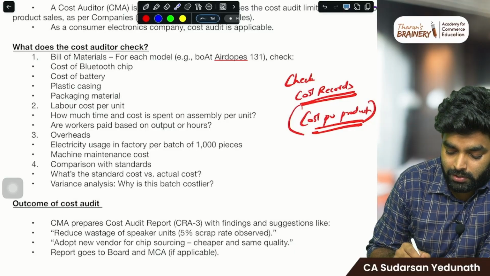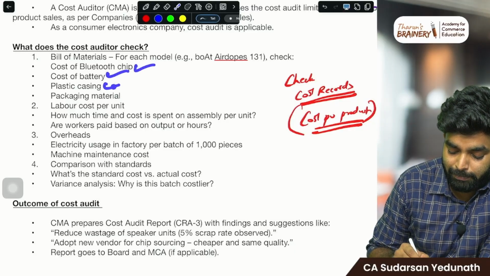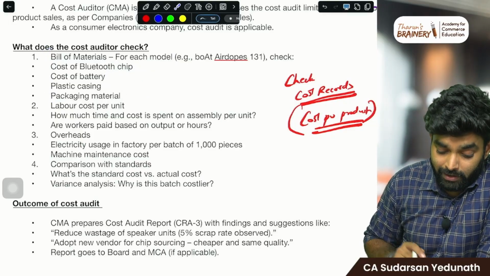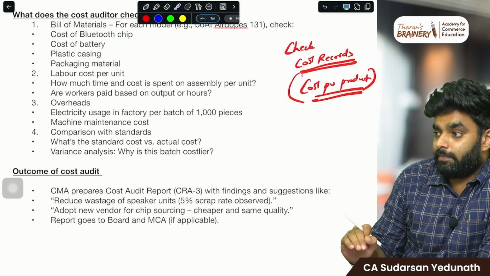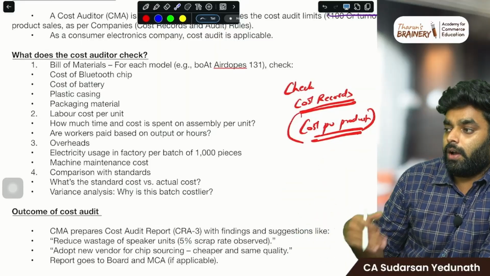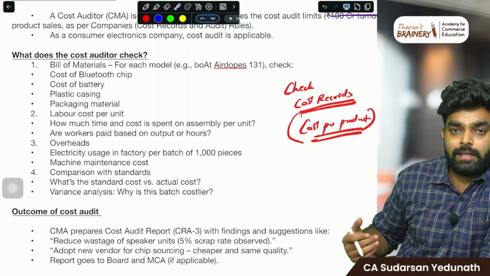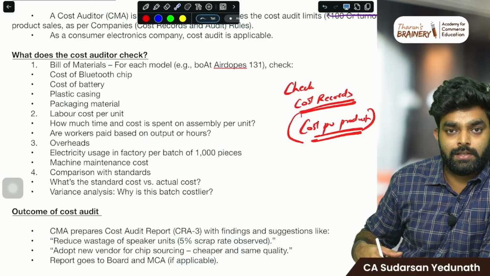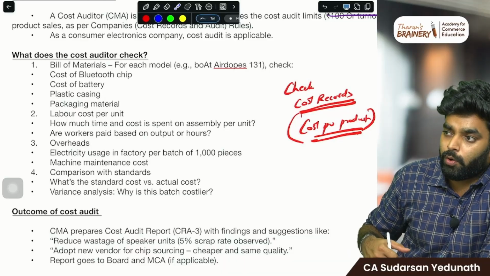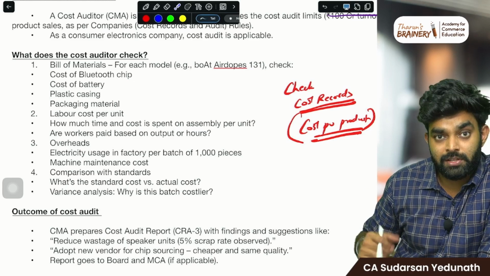Then I look at the cost of a Bluetooth chip, cost of battery, plastic casing. All these are material cost. I'll be looking at the material cost. I'll be auditing it properly. Whatever has been the purchase order, whether we have received things like that, and what is the cost. Is there any fraud in the cost that has happened? All these things I'll go and deeply check.